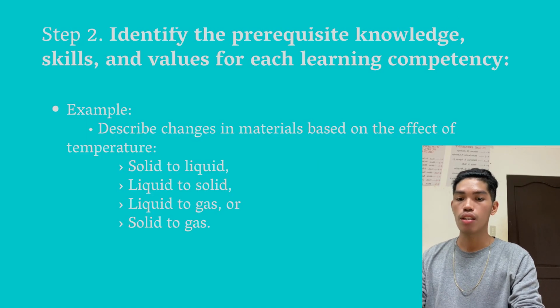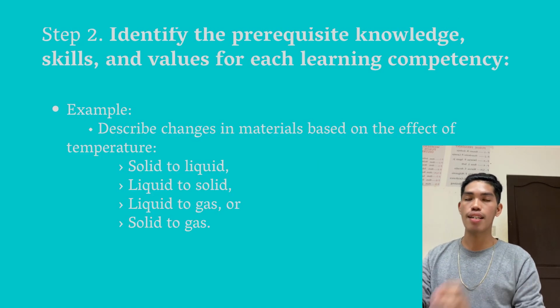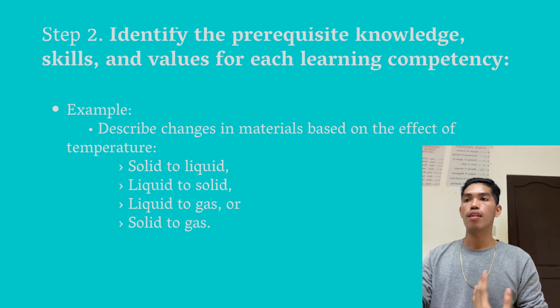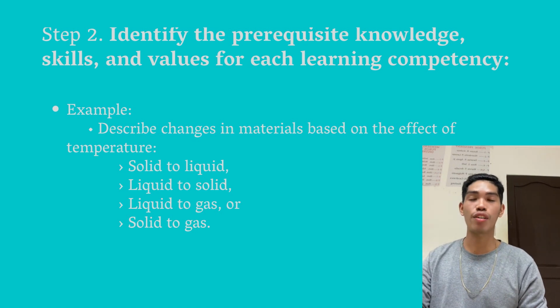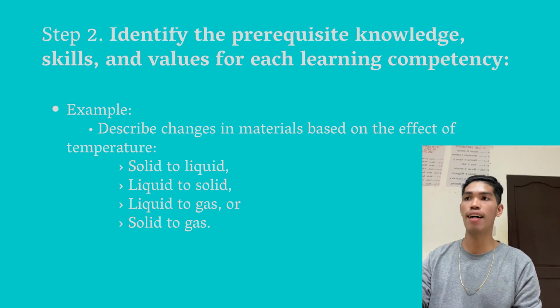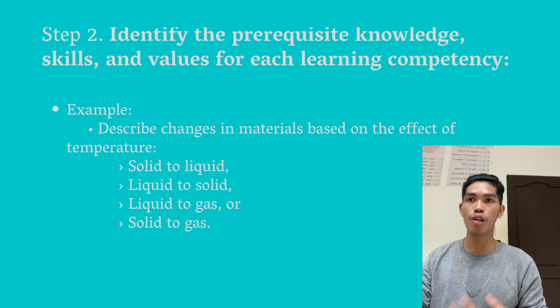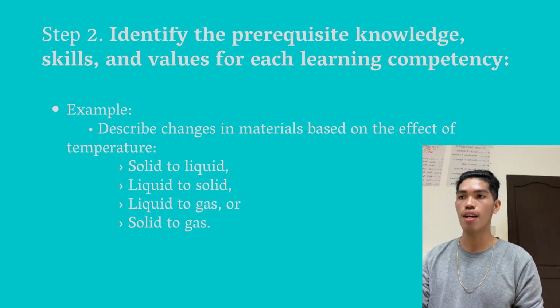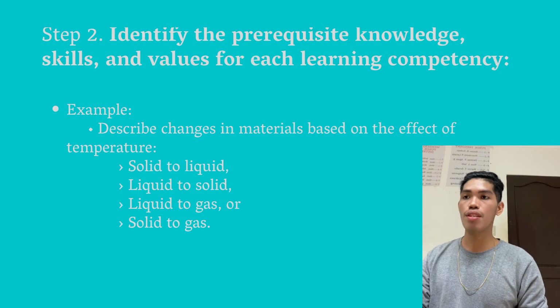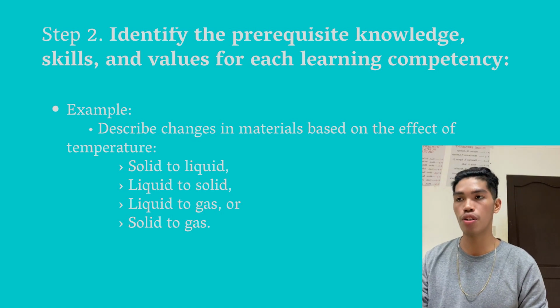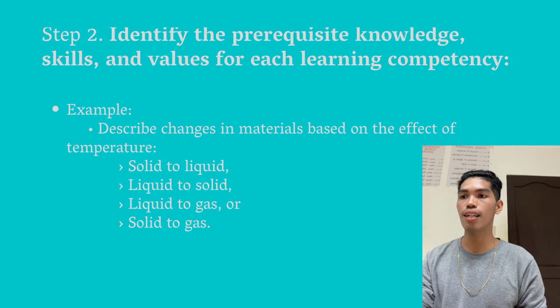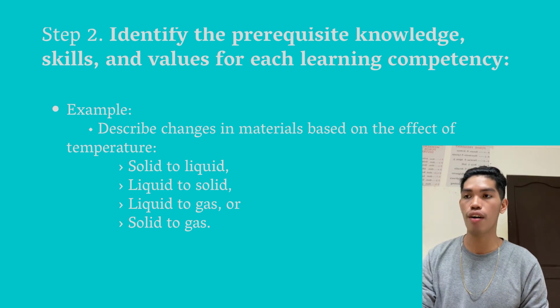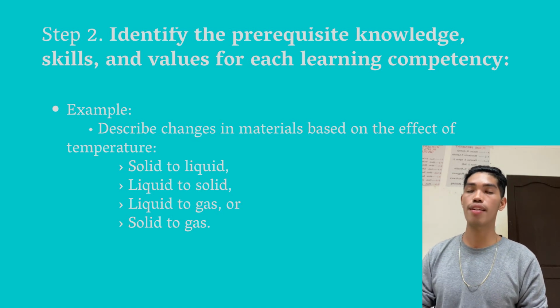So moving on to the step two of unpacking curriculum standards and competencies, we have number two, identify the prerequisite knowledge, skills, values for each learning competency. For example, describe the changes in materials based on the effect of temperature from solid to liquid, liquid to gas, liquid to solid rather, liquid to gas, or solid to gas.